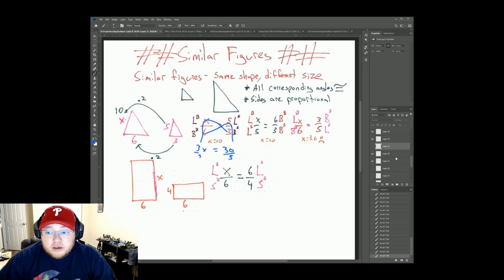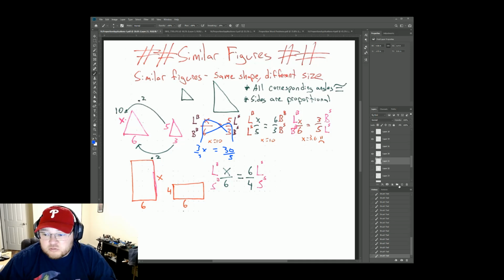Which is why I have LB over SB. So x over 6. I'm thinking it should have just been the long side. Okay, that's right. Long side of the big rectangle over the small side of the big rectangle equals the long side of the small rectangle over the small side of the small rectangle.